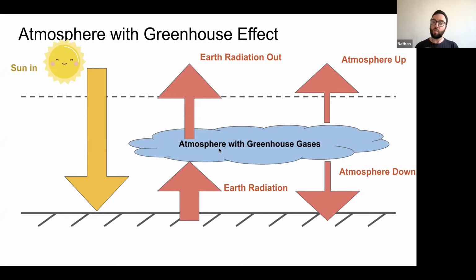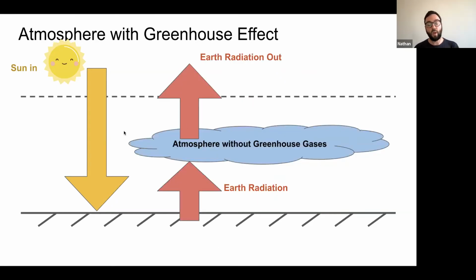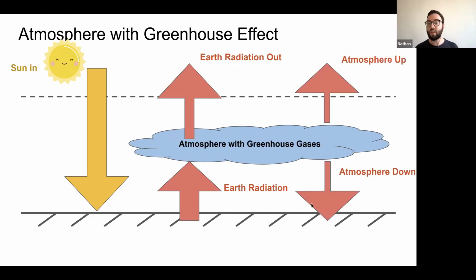However, if we have an atmosphere with greenhouse gases, which we do regardless of humans or not, the atmosphere actually absorbs some of this radiation coming up from the Earth, warms up, and then emits radiation itself. So the atmosphere is radiating energy up, but critically also radiating energy down. Compared to the first picture, where we only have radiation coming down to the surface from the sun, we now have additional radiation coming down and warming the surface more.